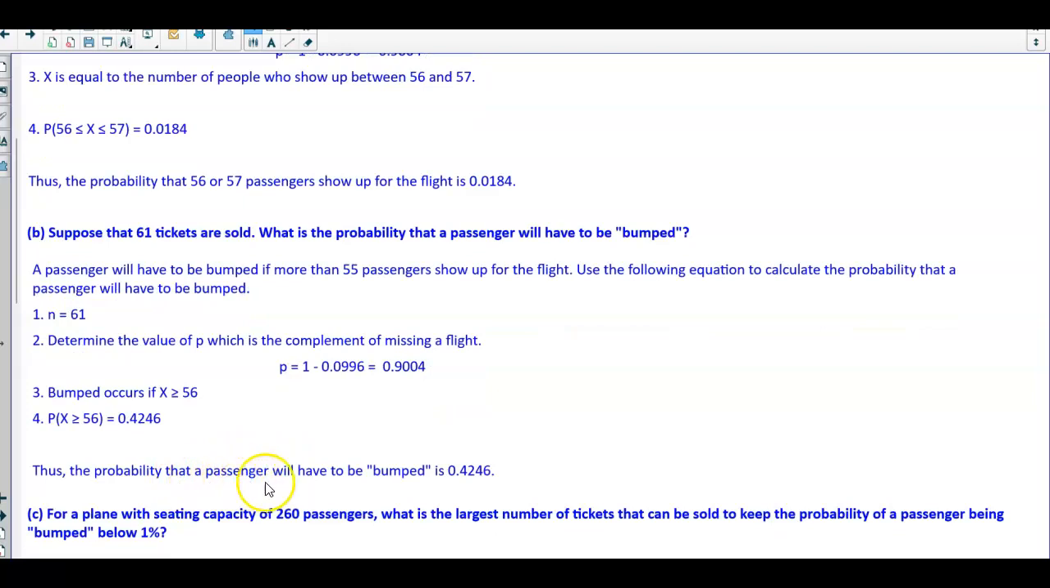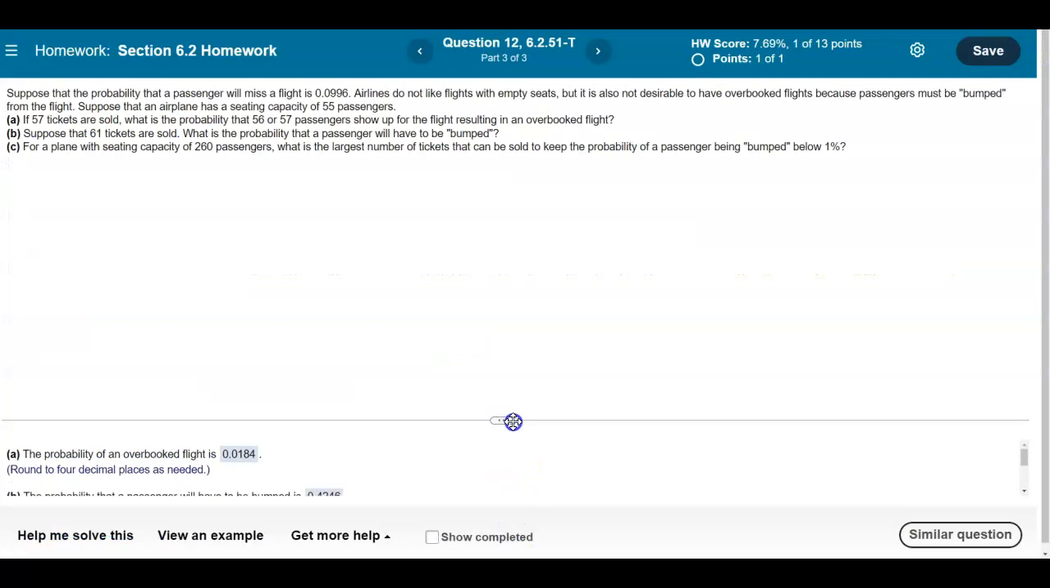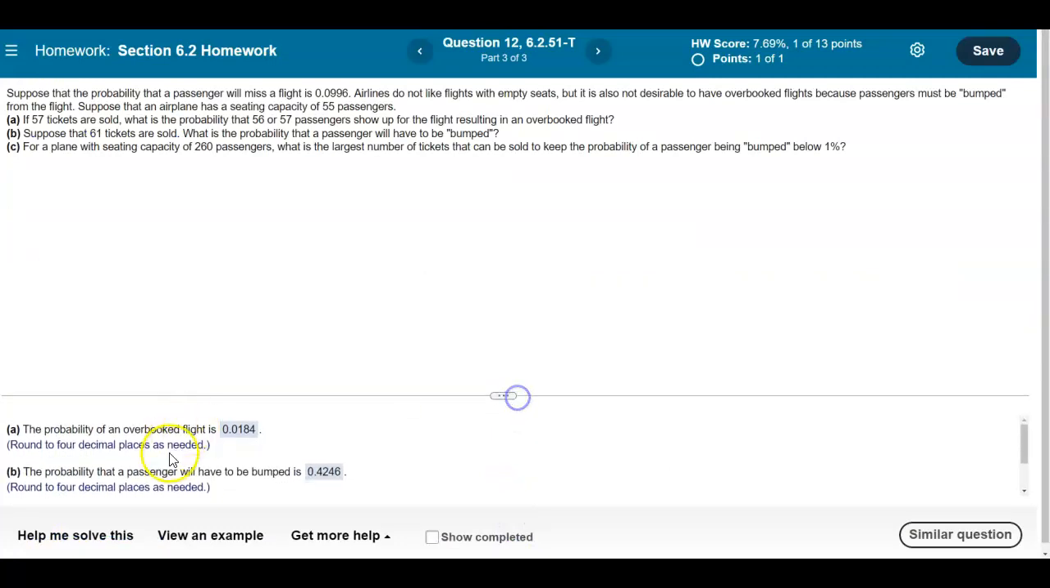Therefore, the probability that a passenger will have to be bumped is 0.4246, which is about 42.46%. And therefore, there is our result. The probability that a passenger will have to be bumped is 0.4246. Now, the last question says, for a plane with seating capacity of 260 passengers, what is the largest number of tickets that can be sold to keep the probability of a passenger being bumped below 1%?